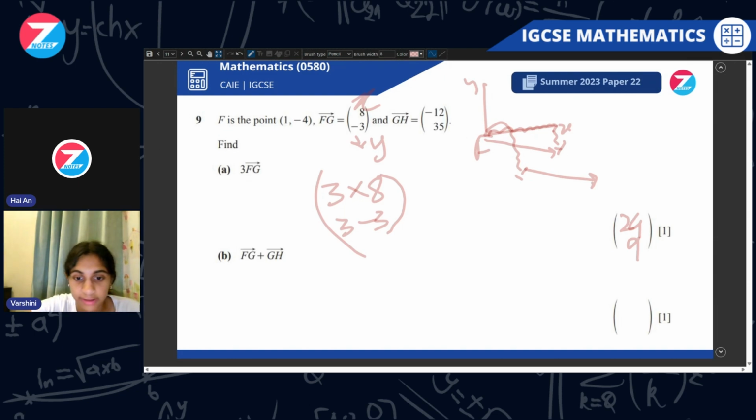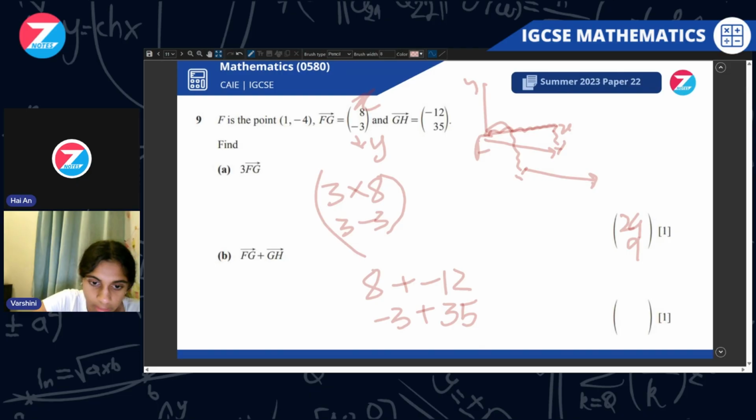Okay, part B. Vector fg plus gh. So we know we have to add x to x and y to y. We can't add x to y or y to x. So it's going to be 8 plus minus 12 and minus 3 plus 35. So you could do this manually or just put it in your calculator to be safe. And you should get minus 4 in the x and 32 over here.